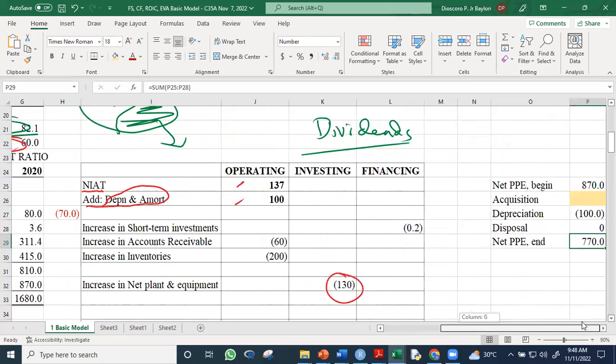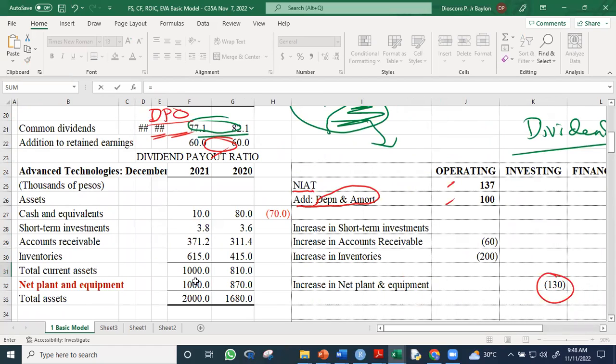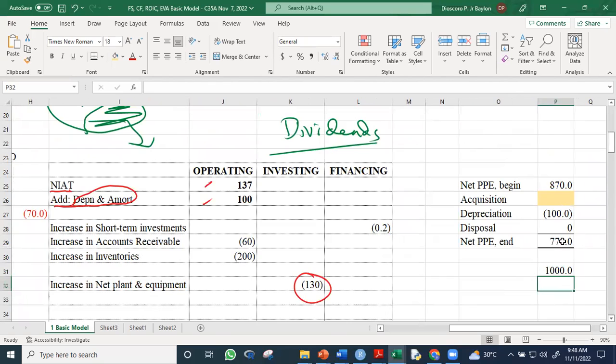Thank you, Diana. You're correct. So you're correct, class. This is the wrong balance. The balance should be 1,000, based on the balance sheet. The ending balance is net PPE. It's 1,000, but here we have 770. So definitely this is wrong. Why is this wrong? Because you don't have yet here the value of the acquisition. But you can guess already, no? What should be the value of acquisition? What do you think, class?